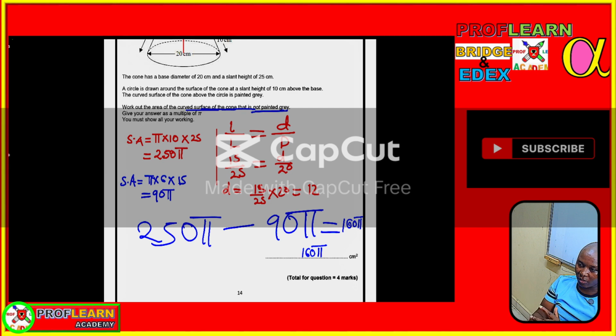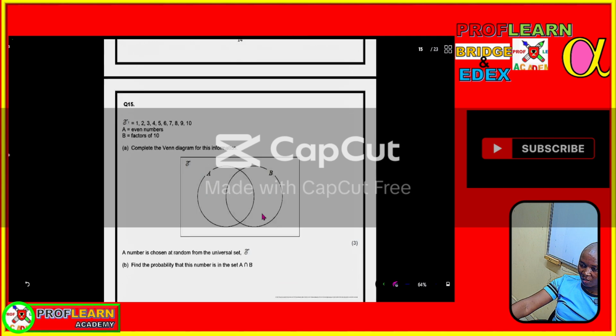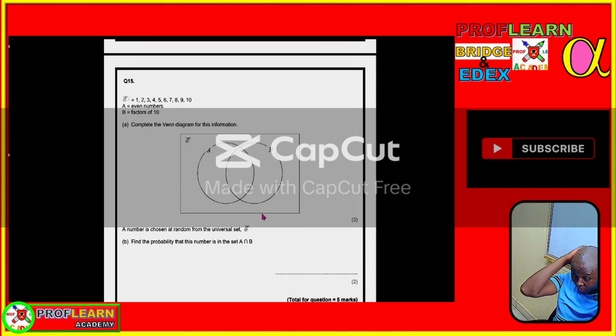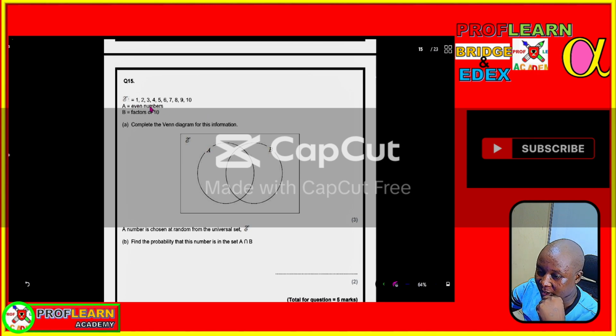That's great. So we have to move to the next part of the question. In question number 15, we are working with a question to do with Venn diagrams. Now we have a universal set, having numbers from 1 all the way to 10. Even numbers will be 2, 4, 6, 8, and 10.